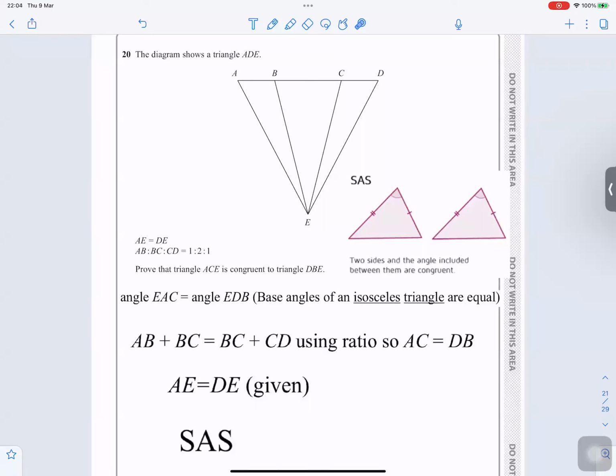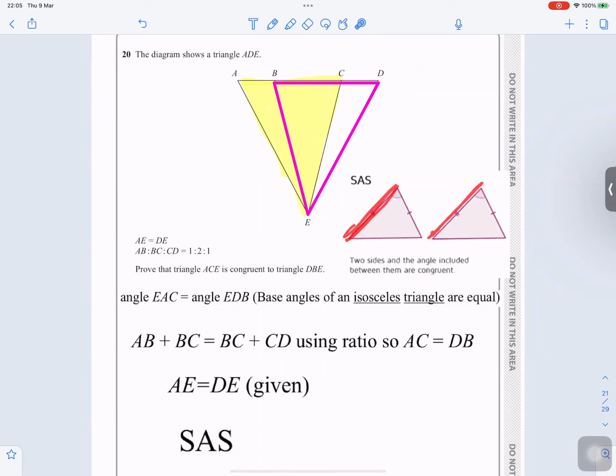The diagram shows a triangle ADE. AE is equal to DE. AB is to BC is to CD is 1:2:1. Prove that triangle ACE is congruent to triangle DBE. So we want to prove that the yellow triangle is congruent to the pink triangle. So we can use SAS.